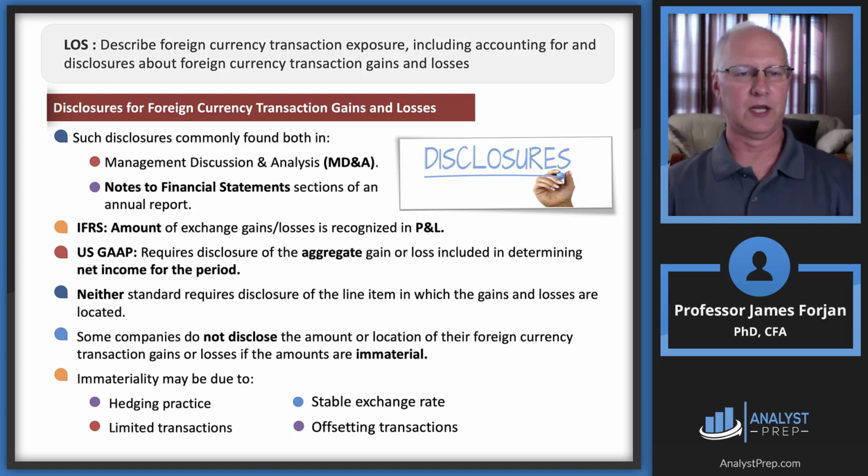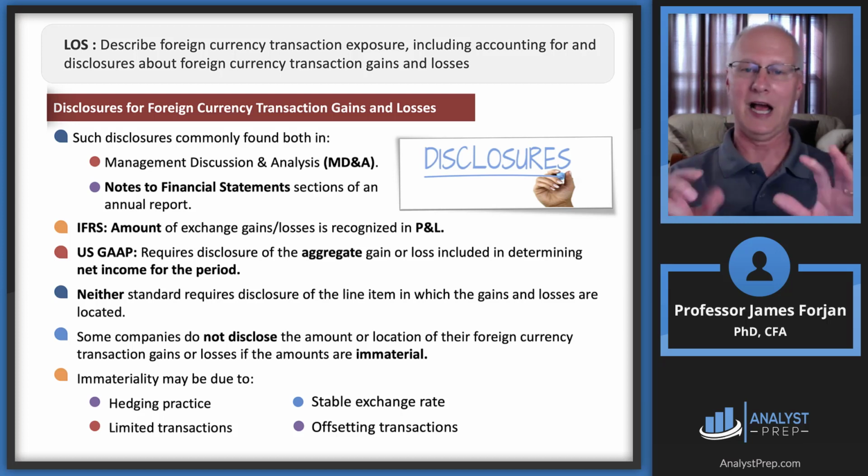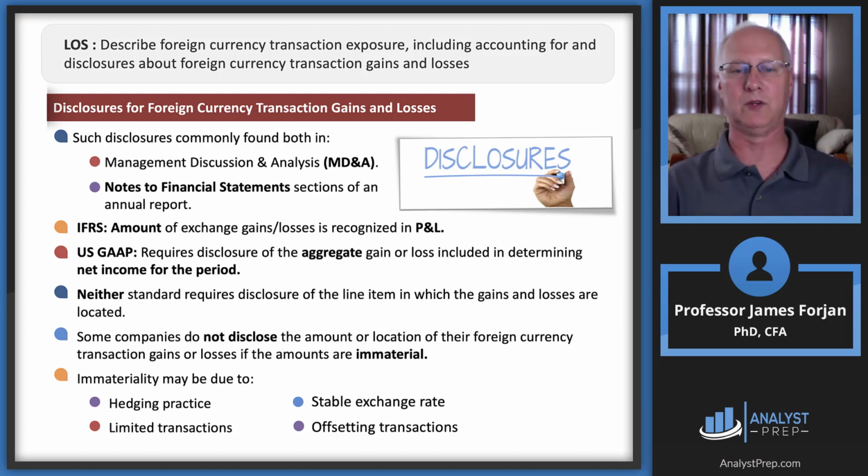Notice that fourth teardrop point. Neither standard requires disclosure of the line item in which the gains and losses are located. And I have an example showing you that here in just a few minutes. Sometimes these companies don't disclose it because they are immaterial. I think this is a really great exam question.